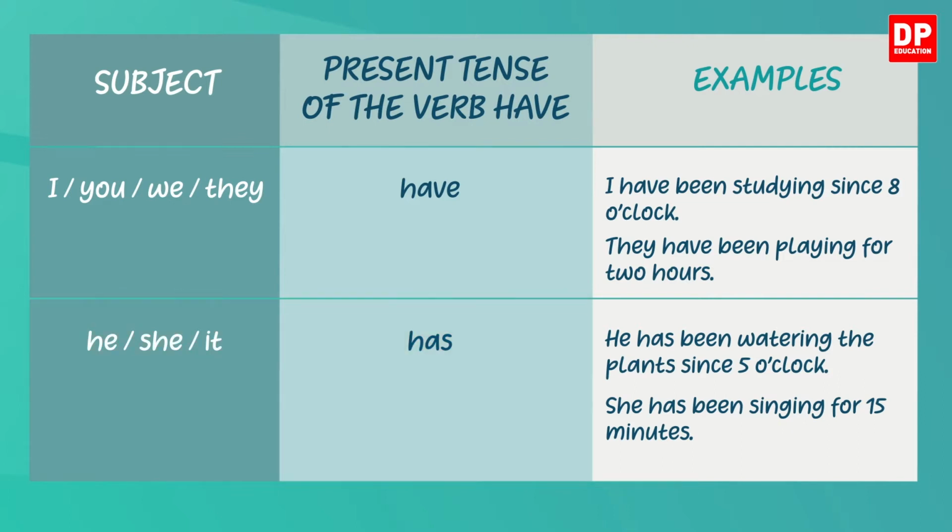So you have sentences like I have been studying since 8 o'clock. They have been playing for 2 hours. He has been watering the plants since 5 o'clock. And she has been singing for 15 minutes.